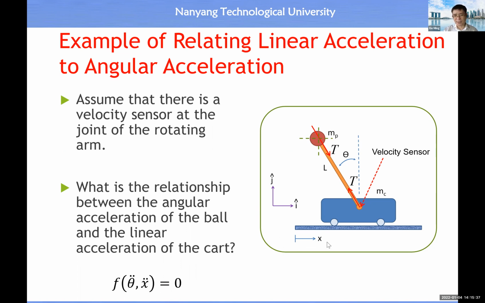So assume this is the x-axis, and the vertical axis represents the y-axis, right? Then we have the angle theta. You will see we ignore the mass of the rod, so we only have a ball here and the mobile base, which moves only in the horizontal plane. Then this is the angular position of this rod. And this is the mass of the ball, that's it.